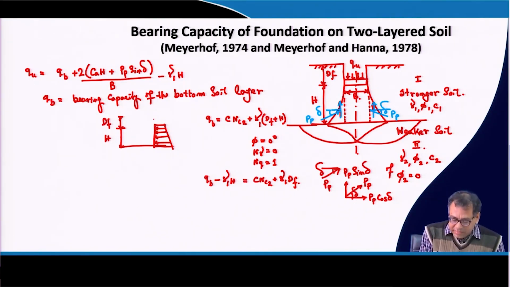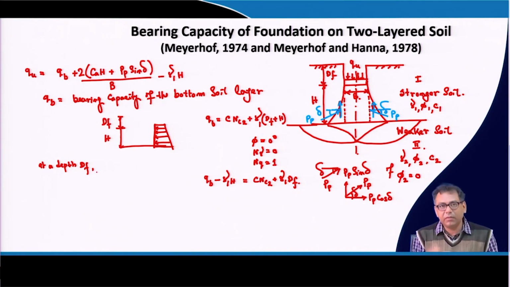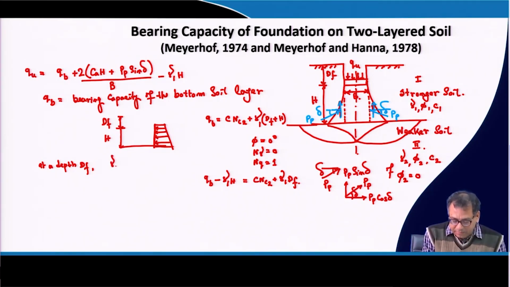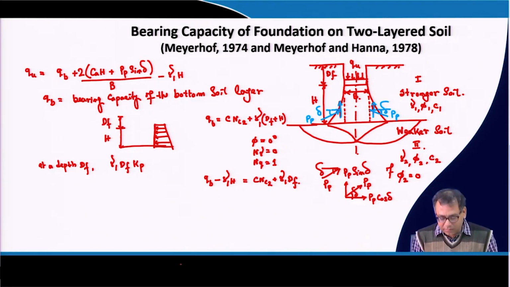So, at a depth Df, what is the passive pressure? The passive pressure will be gamma 1 Df into Kp. Here gamma 1 is the unit weight, Df is the depth of foundation, and Kp is the coefficient of passive earth pressure.